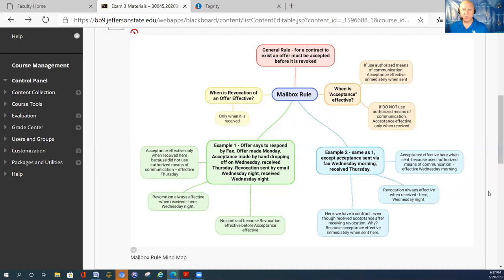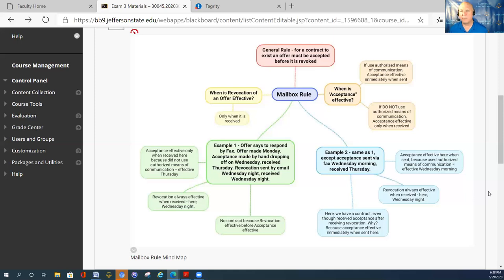Basically, the mailbox rule is a way of deciding which comes first in given situations. You know by now that an offer can be revoked before it is accepted. You know that offers must be living and breathing in order to be accepted. They can't be revoked. They can't be terminated due to lapse of time or due to a contractual time period you put in there. They can't be terminated through rejection or a counteroffer if you want to try to accept it. So the mailbox rule works hand in hand with this, and it can get to some very complicated situations.